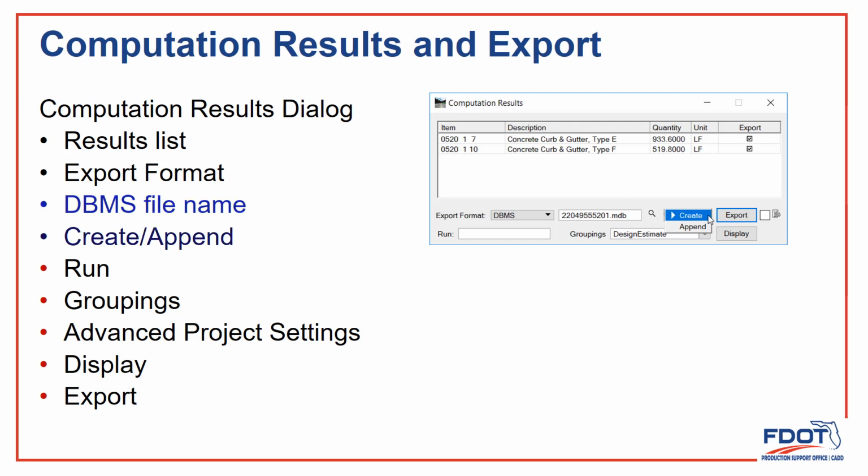The file can be set to create or append. Create should only be used the first time quantities are being exported if a new quantity database is required. If one already exists, this should always be set to append. Keep in mind that append will not overwrite any existing data.